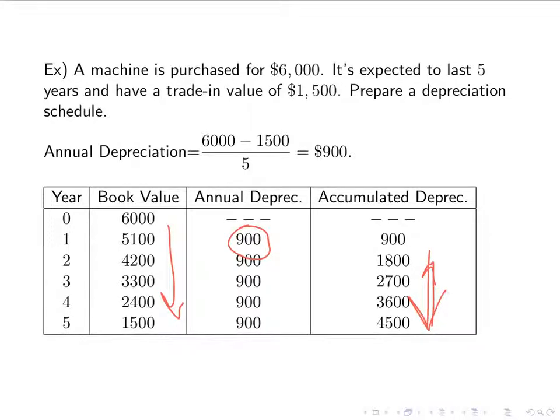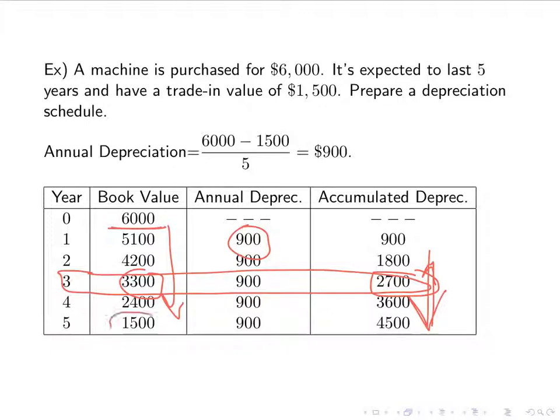I can check this by going to any year, and if I add up the book value plus the accumulated depreciation, I should always get the original book value or the original cost of the item. So $3,300 plus $2,700 is $6,000. $1,500 plus $4,500 is also $6,000. So every year I can look at the book value plus accumulated depreciation and make sure I get my original cost. Okay, so let's try another one.